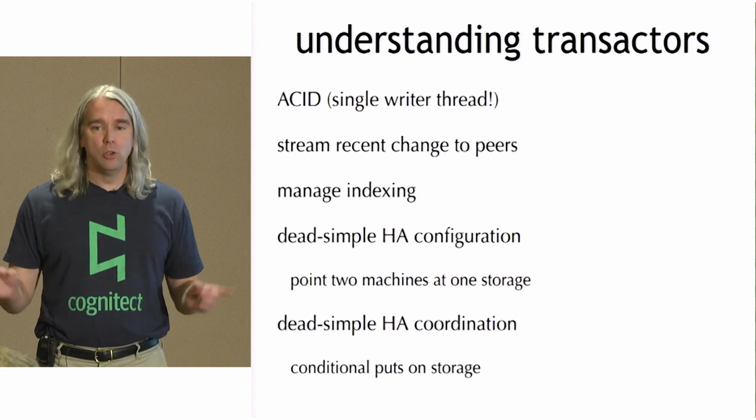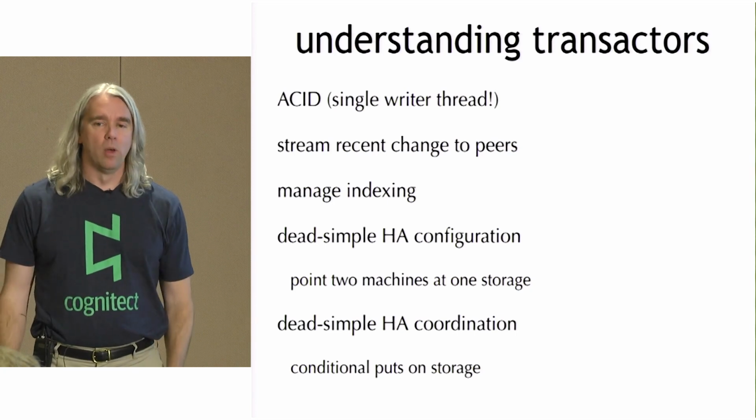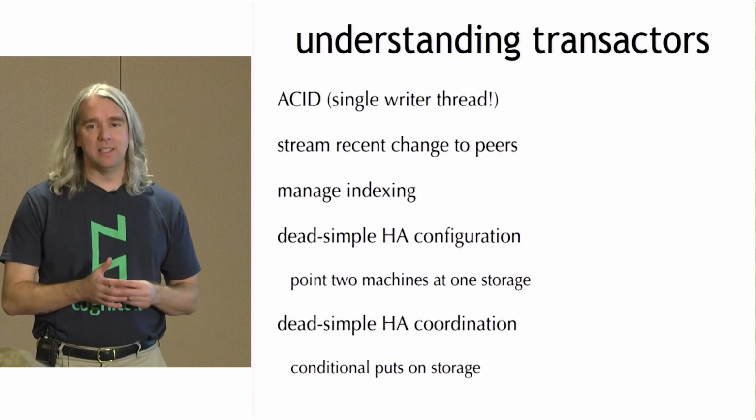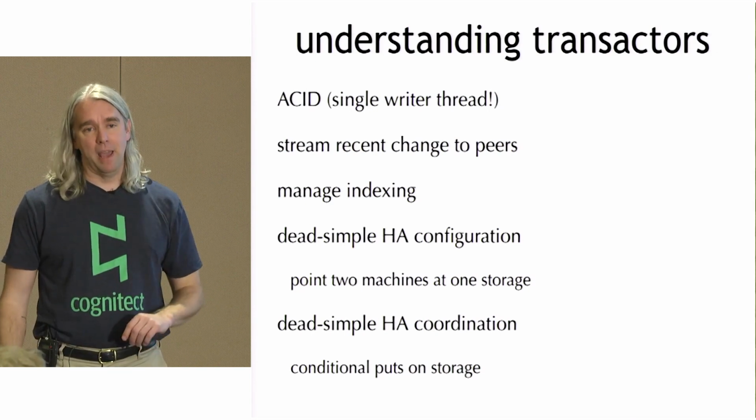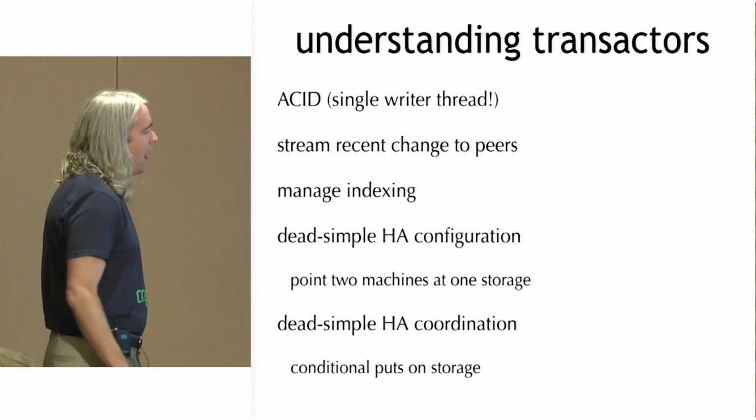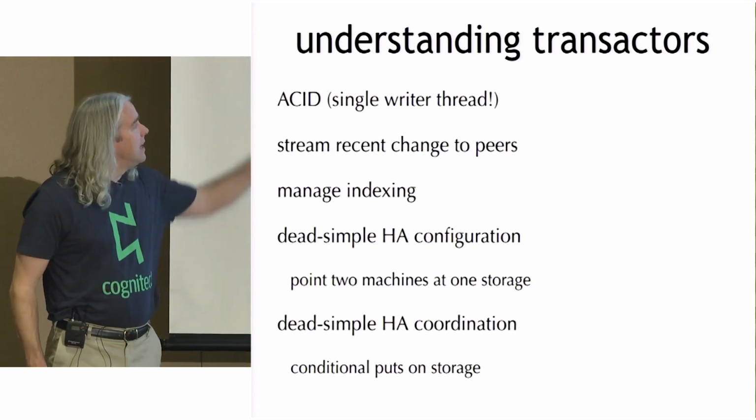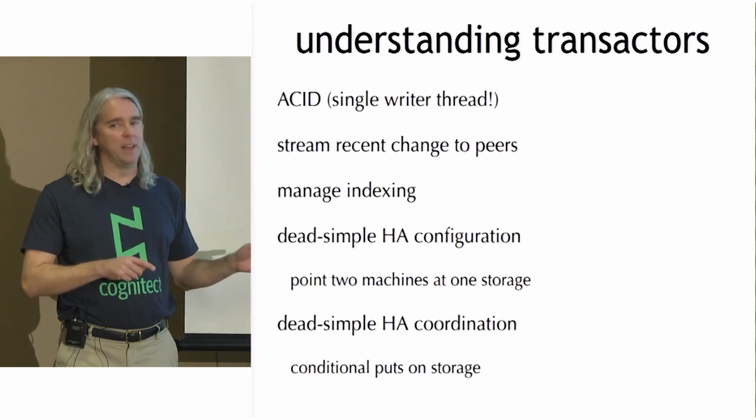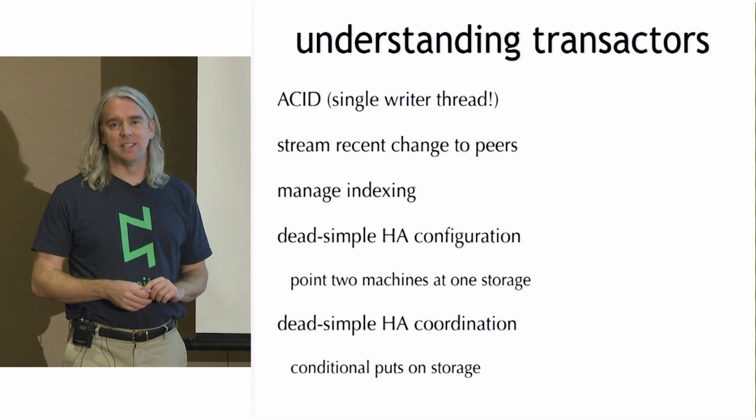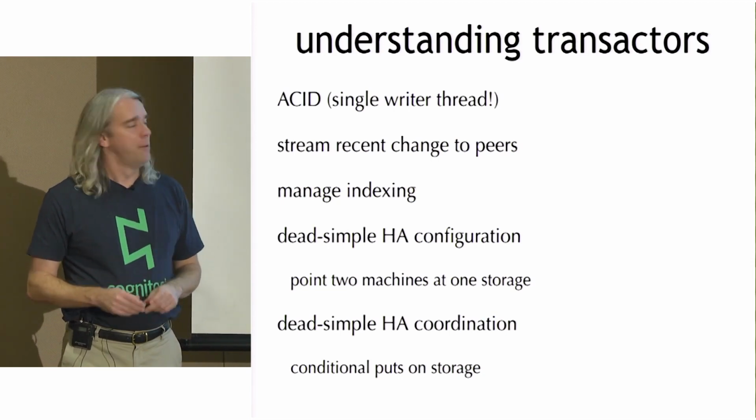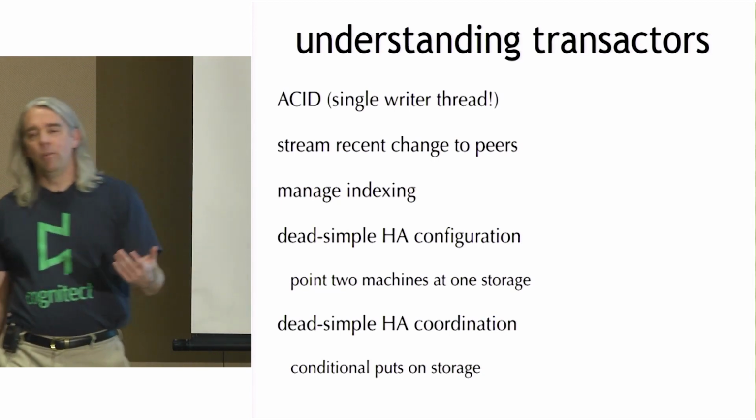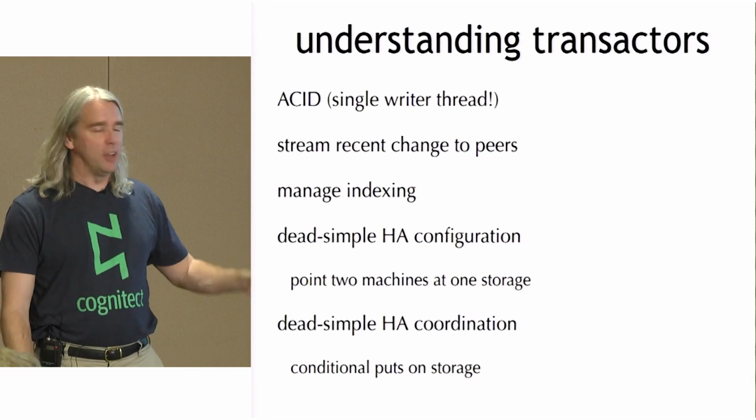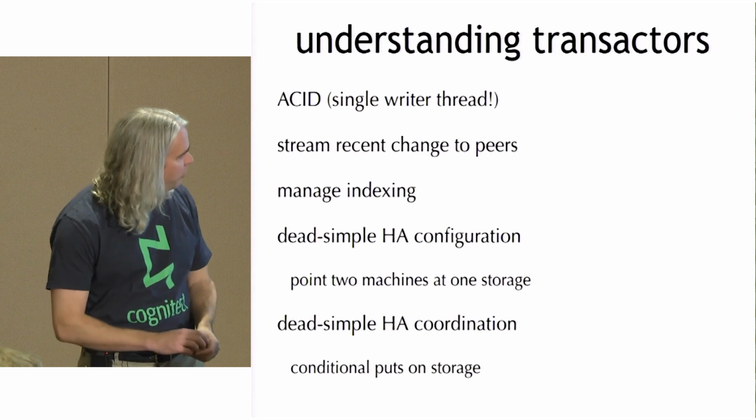If you point two transactors at the same storage, one of them will get in first and it will become active. The other one will get in second, see that that one's active, and it will become the standby. A couple of things are cool about this. One is it's dead simple for the user. Literally all you do to switch from low availability to high availability is start two processes instead of starting one process. The other side of that is what the development team at Cognitect had to do to make it work is incredibly simple and therefore less prone to subtle bugs.